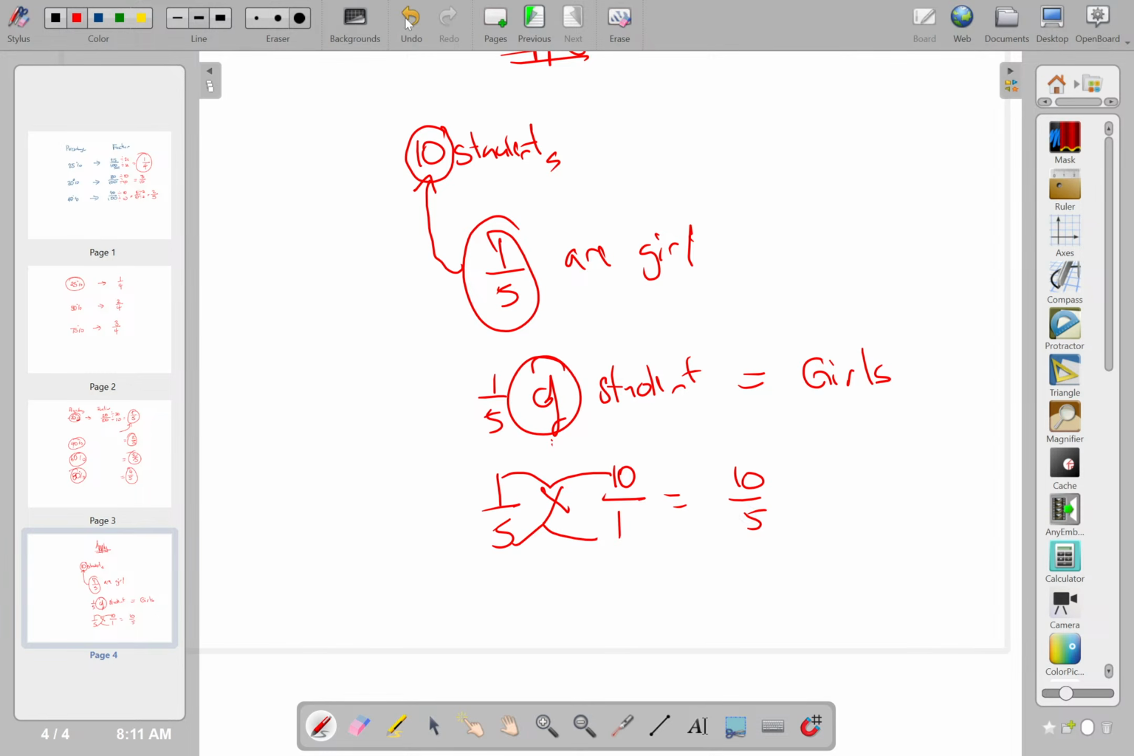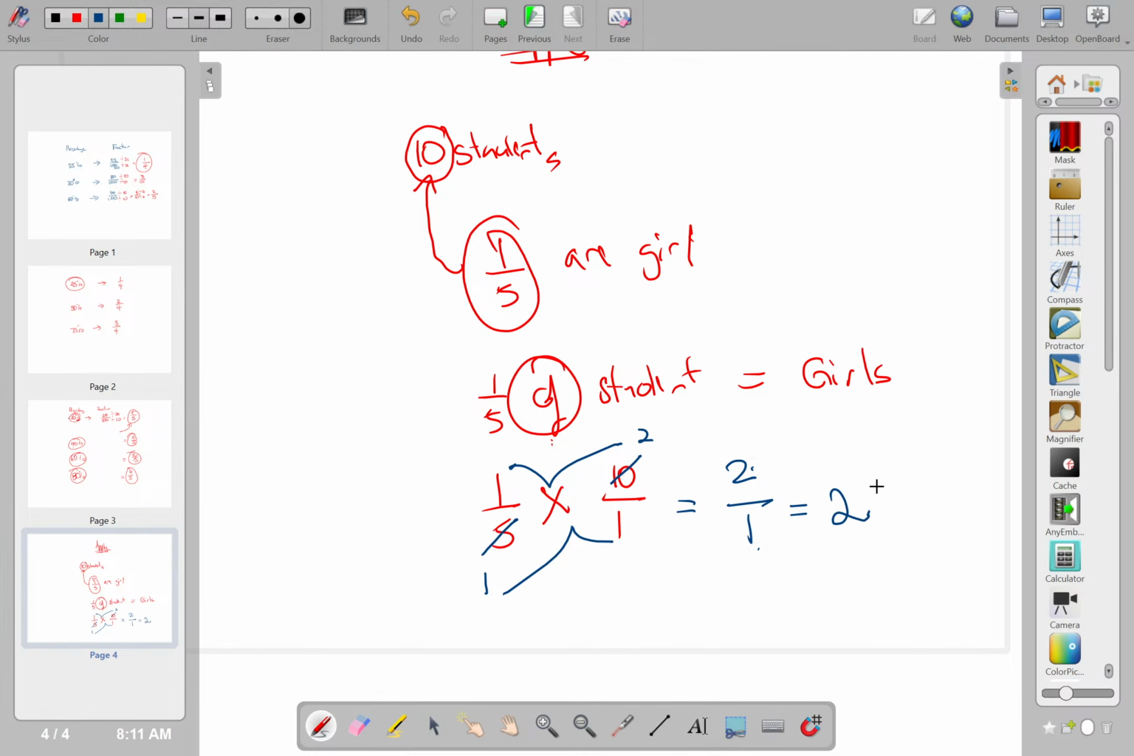But we learned something more powerful in the previous live stream. Yeah? We learned we can simplify early. 5 can go into 5 1 time, and 5 can go into 10 2 times. How do I multiply fractions? Top number times top number, that's 2. Bottom number times bottom number, that's 1. 2 divided by 1 gives me 2.